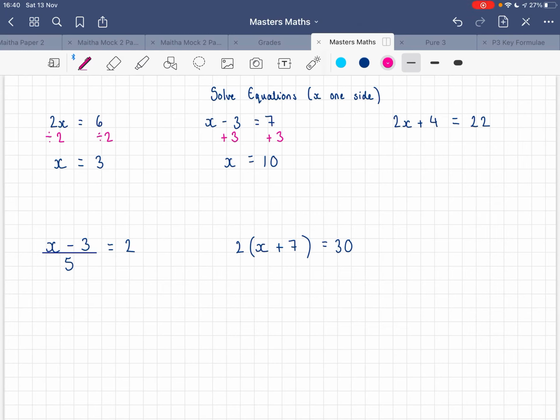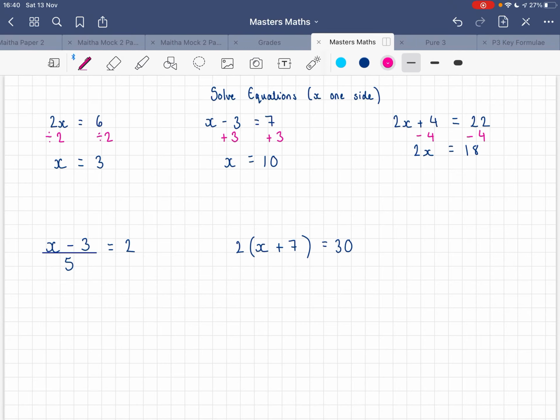So we are going to deal with the plus 4 first. The opposite of adding 4 is taking 4 away. So we minus 4 from both sides to balance the equation. So we get 2x is equal to, again, just 2x because plus 4 minus 4 makes nothing, makes 0. And then 22 minus 4 is 18.